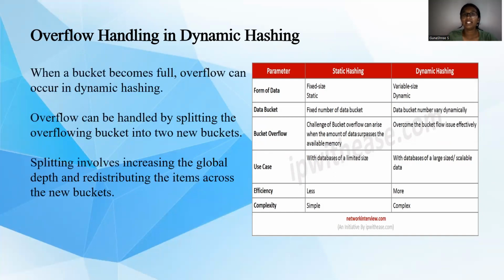What is overflow handling in dynamic hashing? For example, when a bucket becomes full, an overflow condition can occur in dynamic hashing. This overflow can be handled by splitting the overflowing bucket into two new buckets. Splitting involves increasing the global depth and redistributing the items across the new buckets.